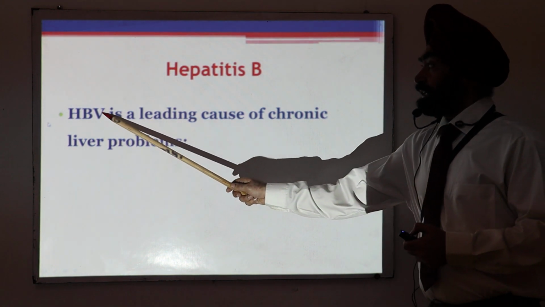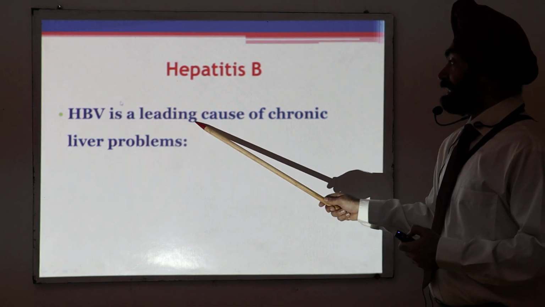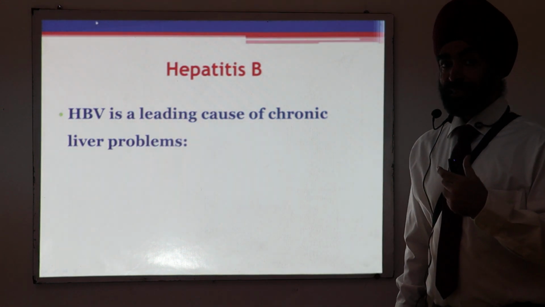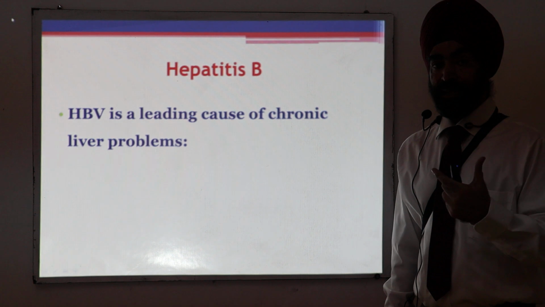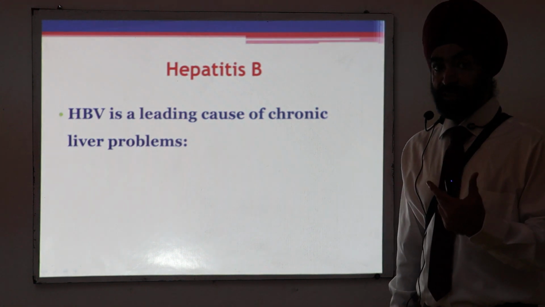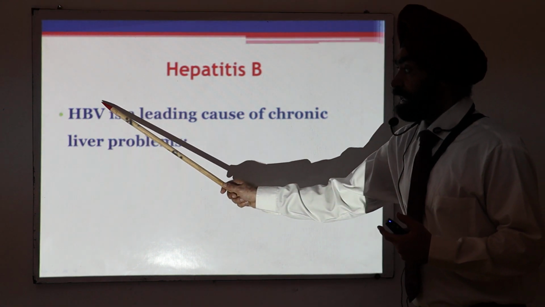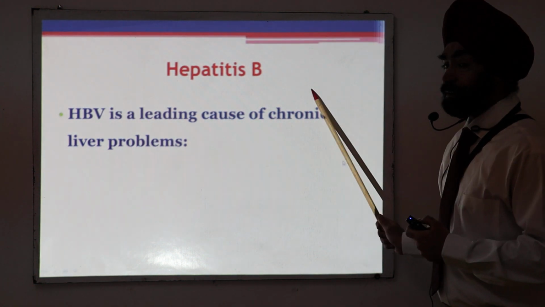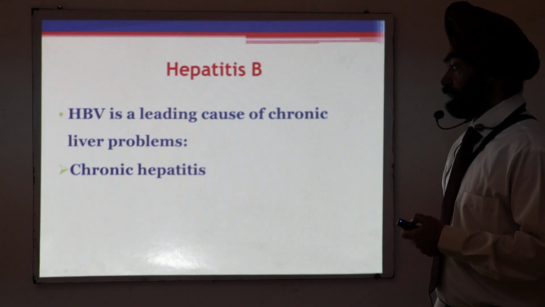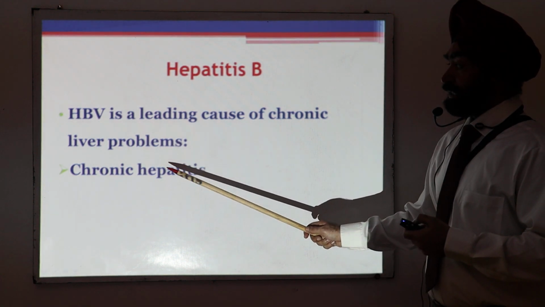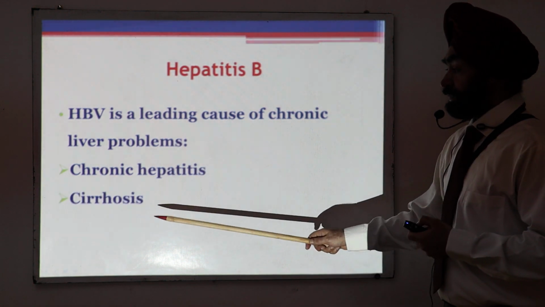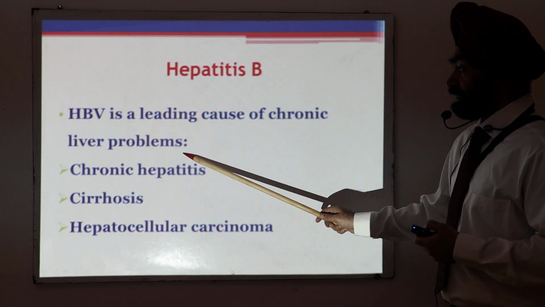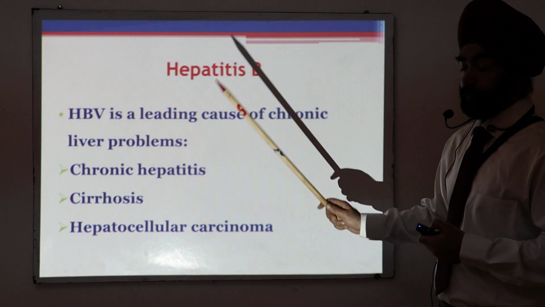Hepatitis B is one of the leading causes of chronic liver problems. Remember, in hepatitis A, we discussed that it is an acute liver disease. But in hepatitis B, we will be concentrating mainly on the chronic liver problems. So there are chronic hepatitis, cirrhosis, and hepatocellular carcinoma. These are the features of hepatitis B.